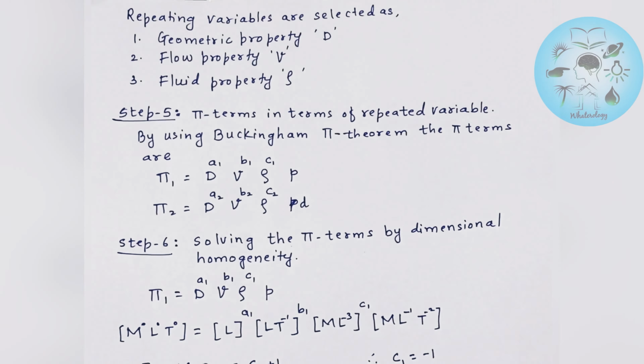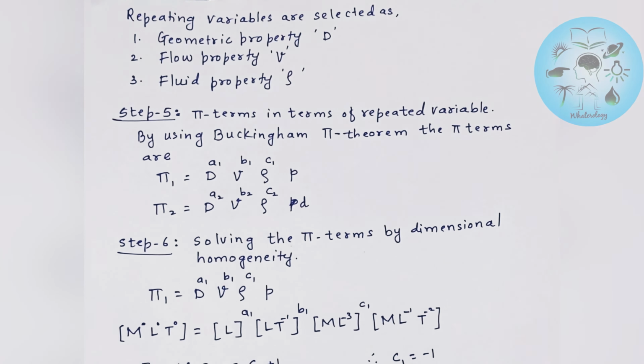So in our case, the diameter. We basically have 2 types of diameter, capital D and small d. Any one you can choose, capital D or small d, and you will get the same answer. So I have chosen capital D as the geometric property quantity. Now the second one is the flow property.